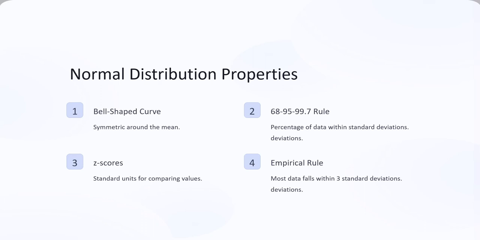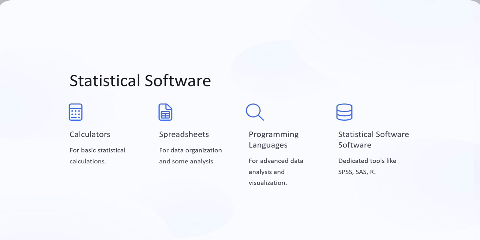Suppose there are some tests, you can understand, like the Kolmogorov-Smirnov test, Shapiro-Wilk test, Anderson-Darling test. Those are the methods to understand the normality of distribution. So you can use those for that. But those are the properties, and then the statistical software.